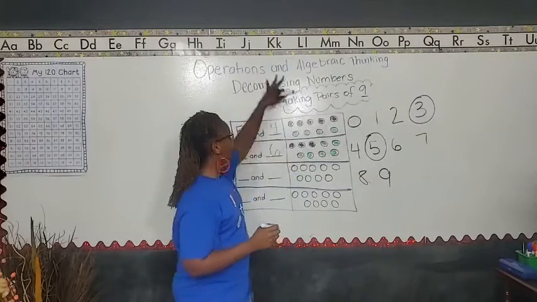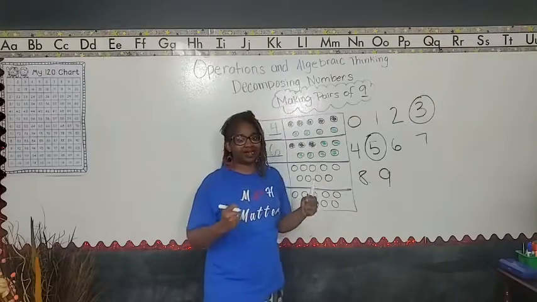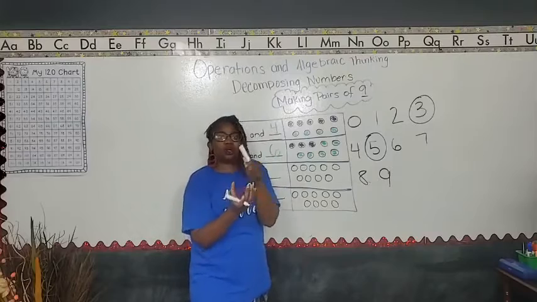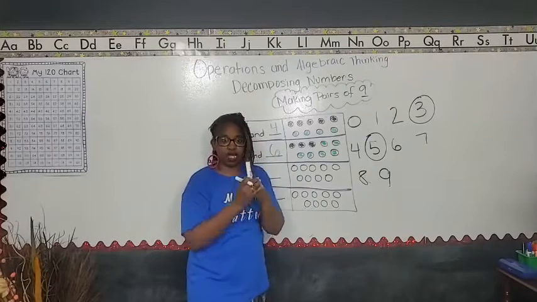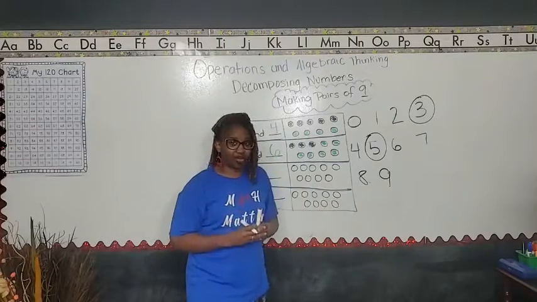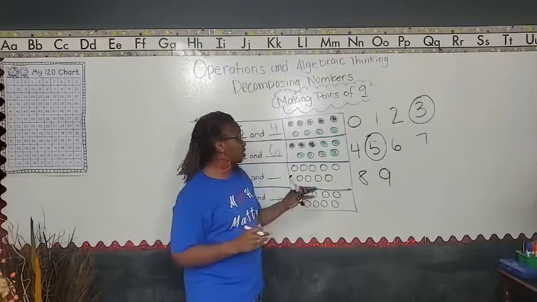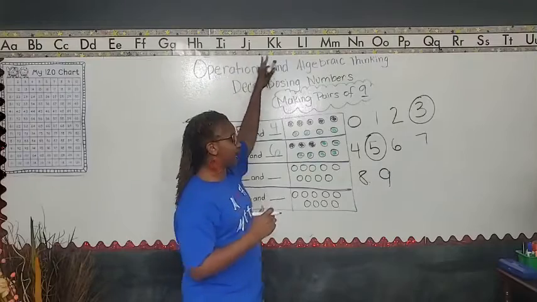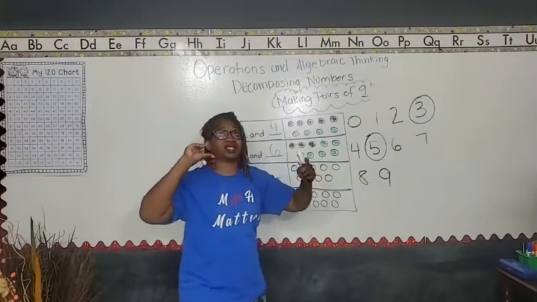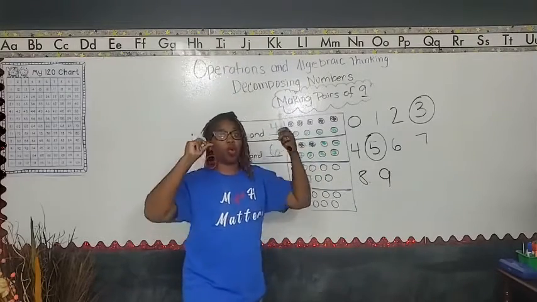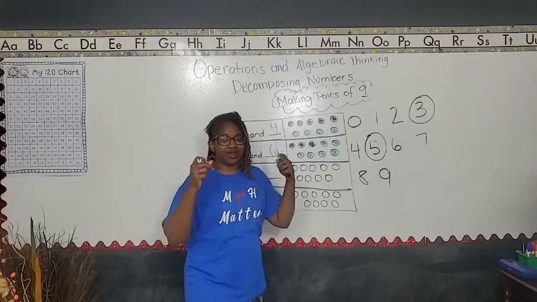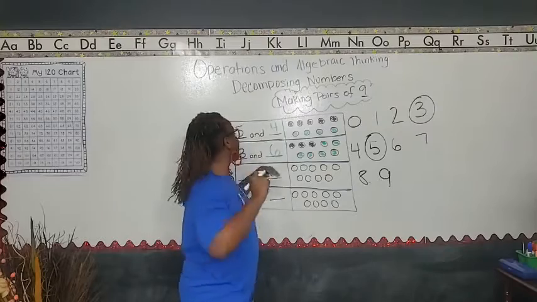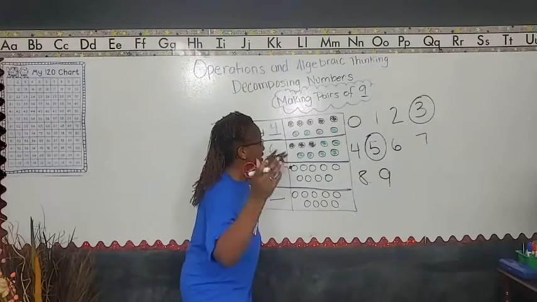Okay, so I'm making pairs. I'm breaking 9 apart. I'm helping them to understand that 9 is composed of different numbers. And when I put those 2 numbers together, I get a total of 9. Okay, so that's what decomposing is all about. And it's in the Operations and Algebraic Thinking Standard because it's making them think about what's taking place with my number. 9 is not just a 9. 9 is actually 5 and 4. 9 is 3 and 6.